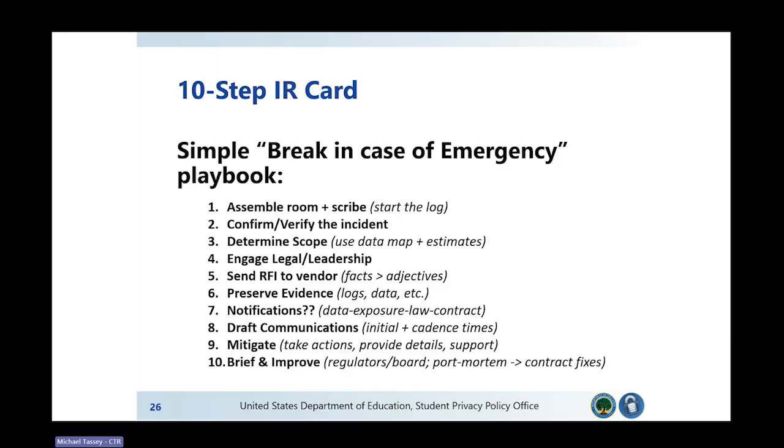Next, preserve. Ask the vendor for a legal hold. Request logs, IOCs, hashes, any kind of evidence that they can provide to you. Remember, having data yourself is way better than asking the vendor for a description.